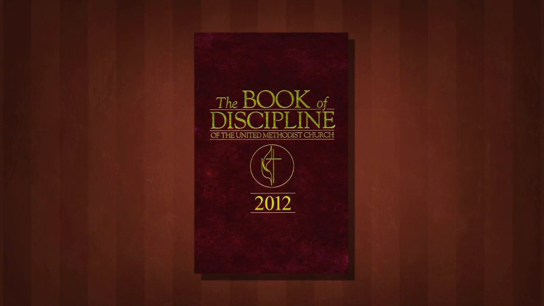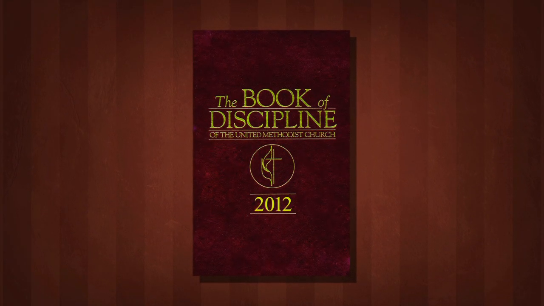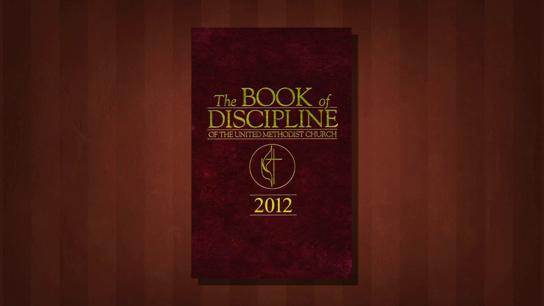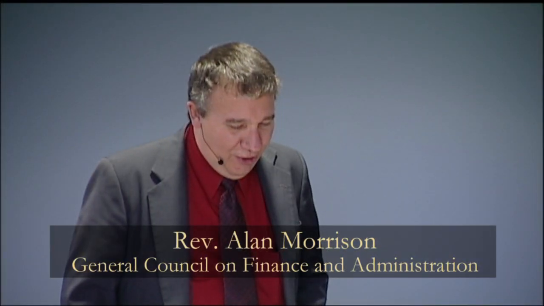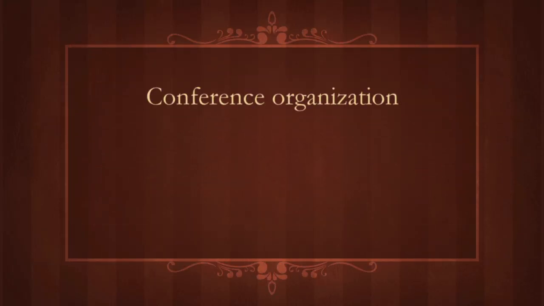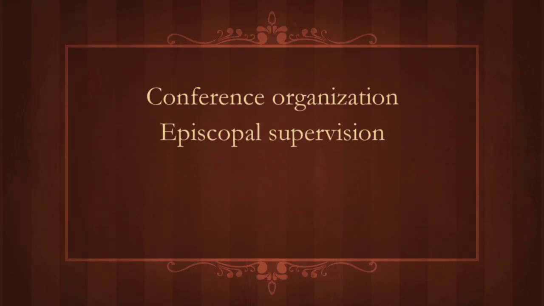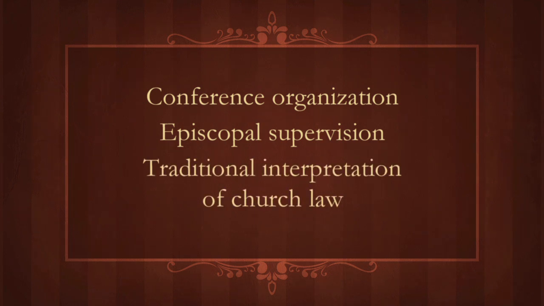In constitutional polity, the book of discipline is the book of law. Part one of it is the Constitution, and we are constituted then, or brought into being, through three aspects: conference organization, episcopal supervision, and judicial interpretation of church law.